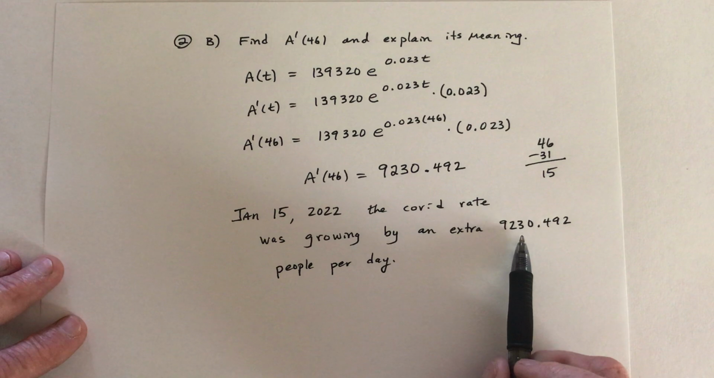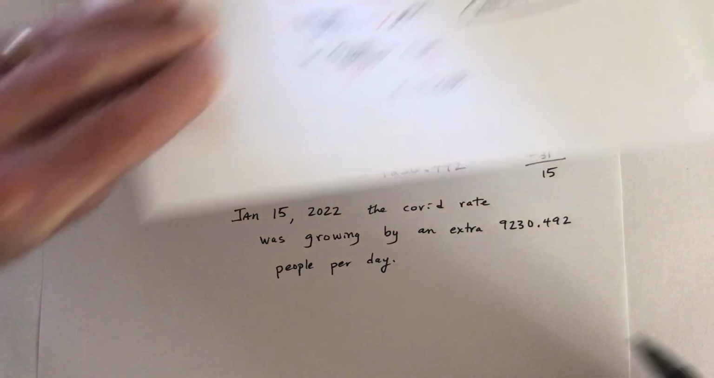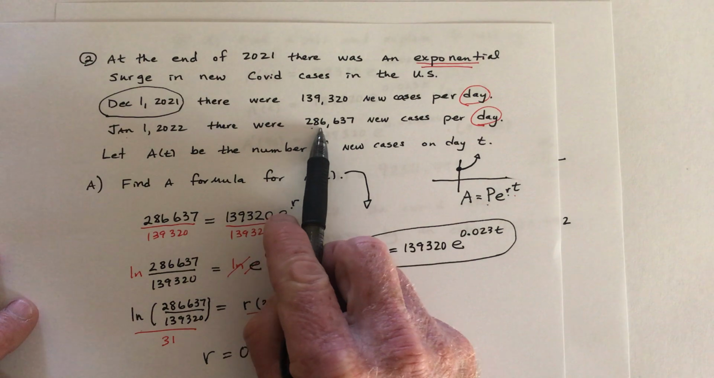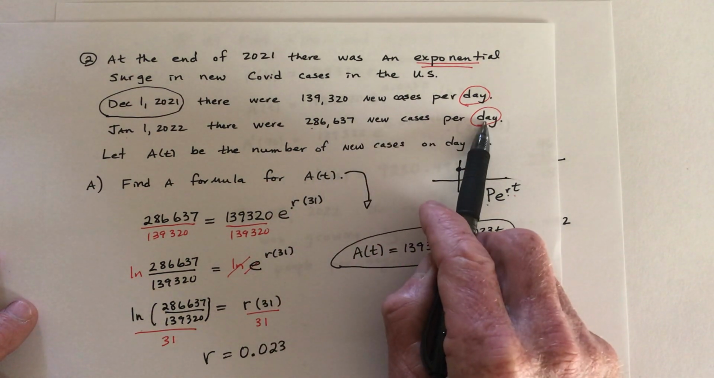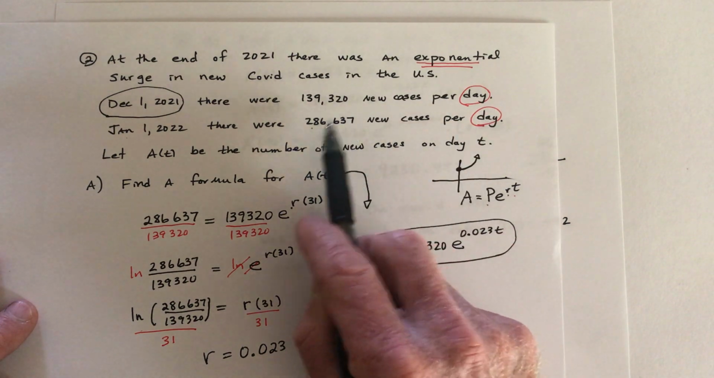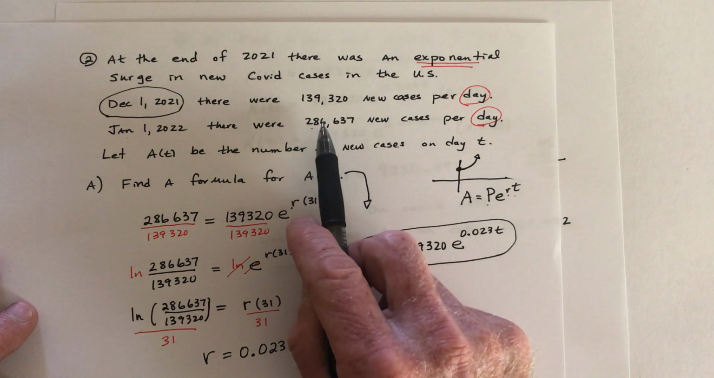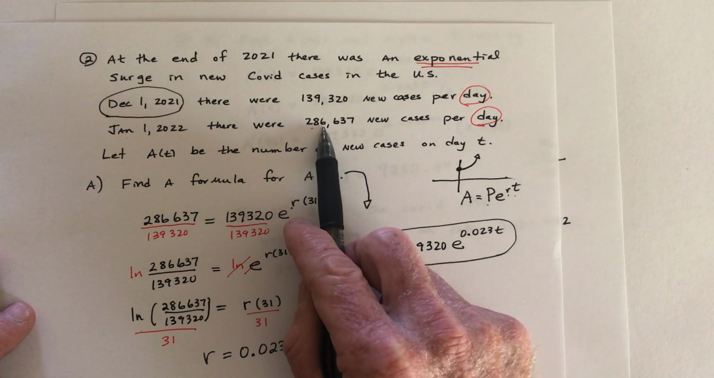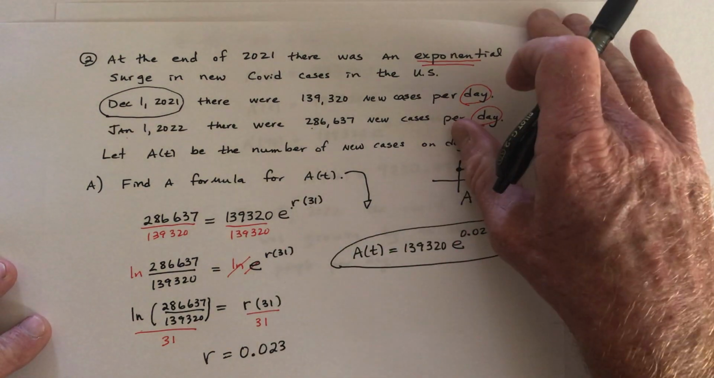So you might look at that and think, what, that's only 9,000 people getting COVID. That's not very much. No. What that's saying is on January 1st, there was a brand new 286,637 people just that day that got COVID. So the next day, it's not going to be another 286. It's going to be a 286 plus another 9,000 people. So now we're into like the 295 region. And then the next day, another 9,000 people.